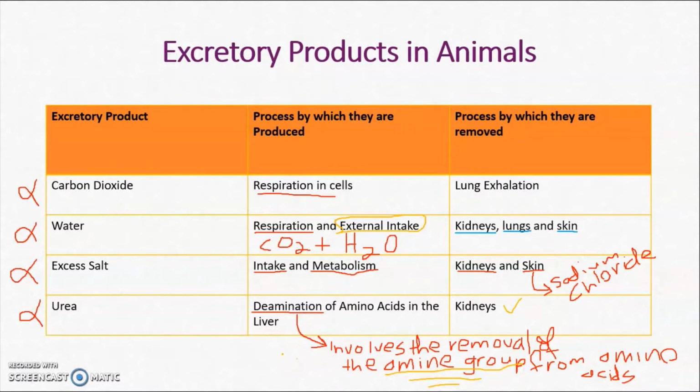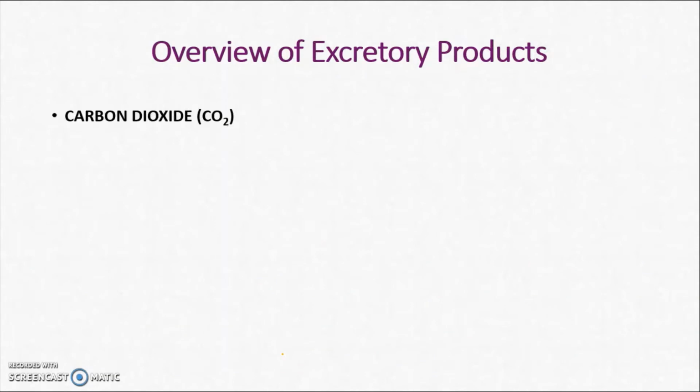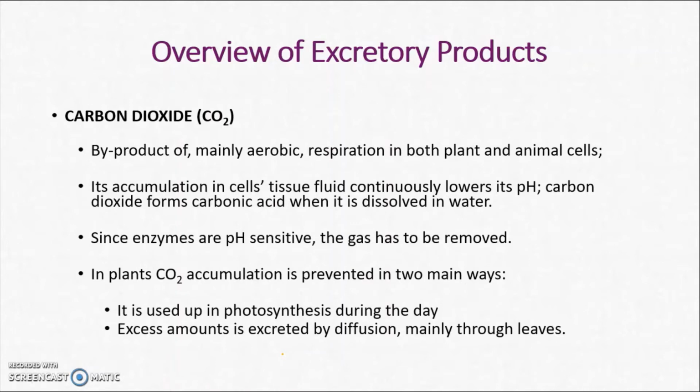Let's now look at each excretory product separately. The first excretory product we will look at is carbon dioxide. Now, carbon dioxide is a byproduct of aerobic respiration mainly, in both plants and animal cells. It is a very acidic gas. So when carbon dioxide dissolves in water, it forms carbonic acid, which is a weak acid.